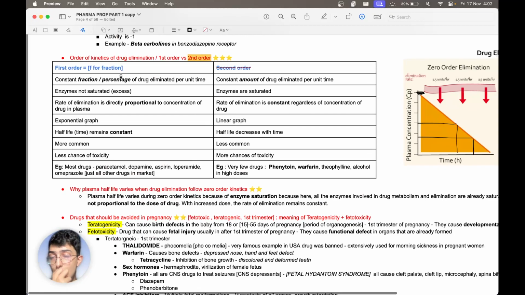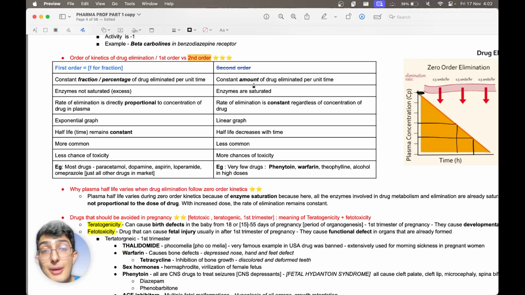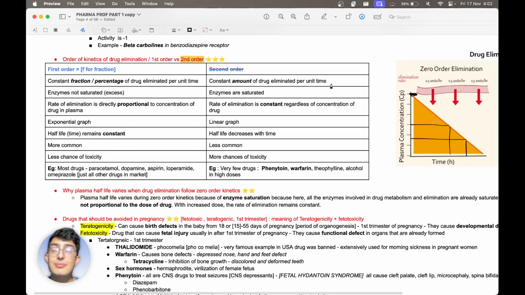So first order kinetics, F for fraction. In first order kinetics, a constant fraction or percentage of the drug is eliminated per unit time, whereas in zero order kinetics, a constant amount of drug is eliminated per unit time. So what do I mean by that?